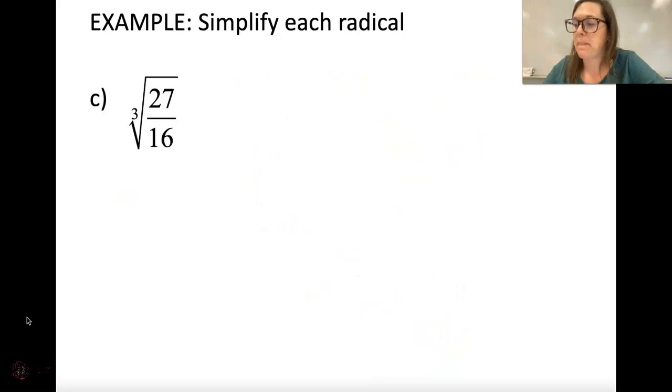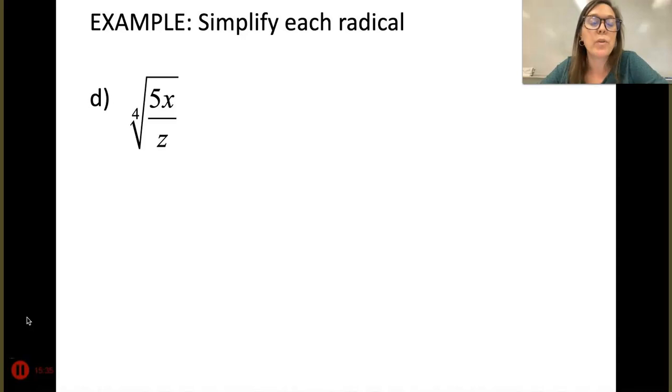Okay. All right. Fourth root. Let's do a fourth root one. So here we have the fourth root of 5x all over z. So again, I'm going to separate this: fourth root of 5 over x over the fourth root of z. Can't simplify any of those.